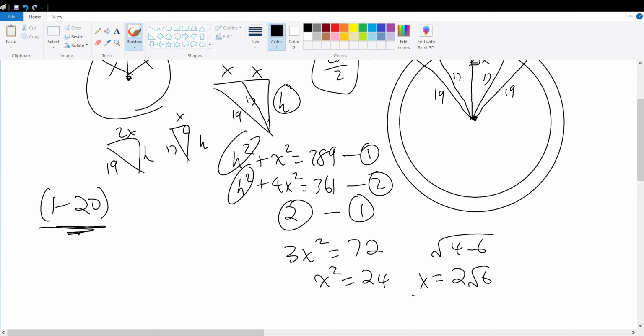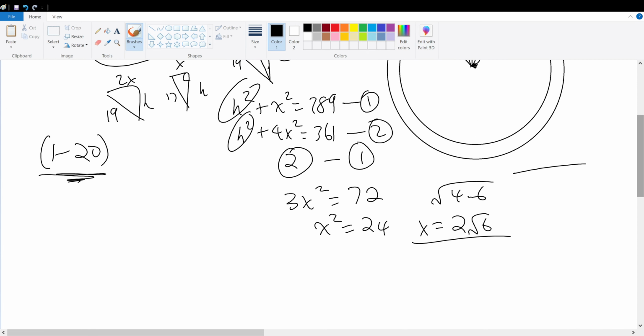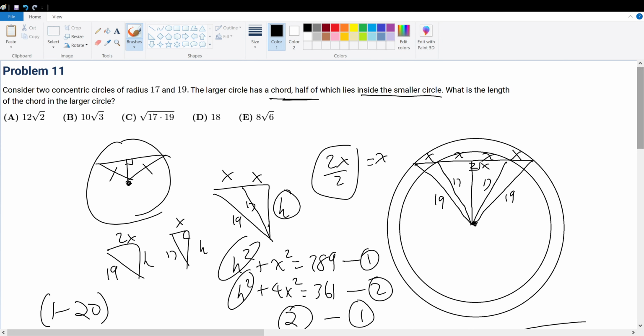So this means this is x, and we're trying to find the entire chord. Well, if you look back up, what is the total length? We have 4 x's, so we need 4 times x to be our answer. So 4 times 2 root 6 will give you 8 root 6. If we scroll up, answer choice E has that answer, so we are done.